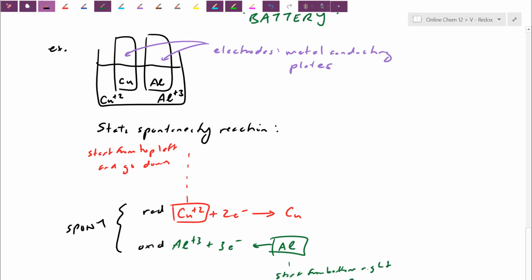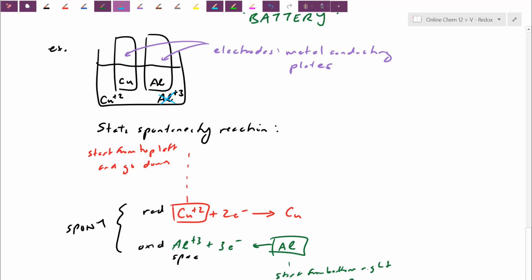Between copper plus 2 and aluminum plus 3, copper plus 2 gets to gain electrons. Copper plus 2 gets to grab electrons. Aluminum plus 3 is a spectator, meaning aluminum plus 3 is just going to swim around in solution. They're not going to actually do anything. It's actually copper plus 2 that grabs the electron, but that's only half.